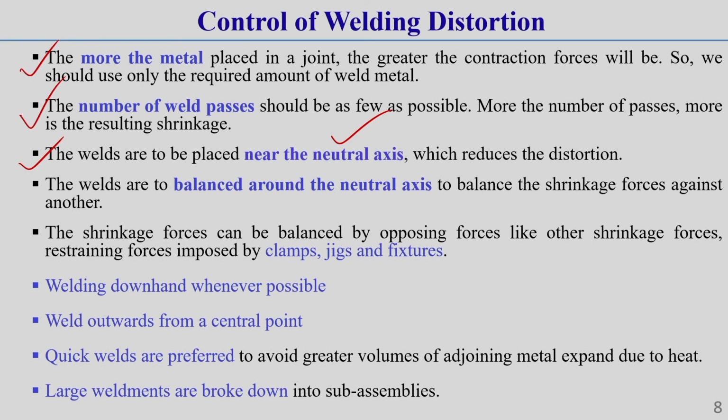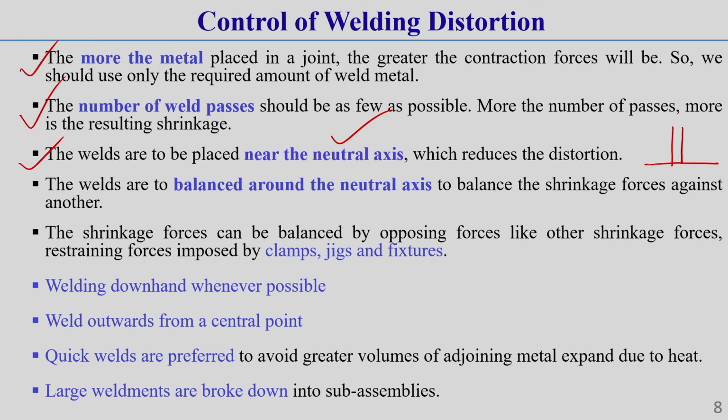This is also another problem. Okay, so that is why instead of a single V you can do a double V. Another thing you can note here is that balanced welding around the neutral axis also gives less distortion. What is this balanced type of welding?